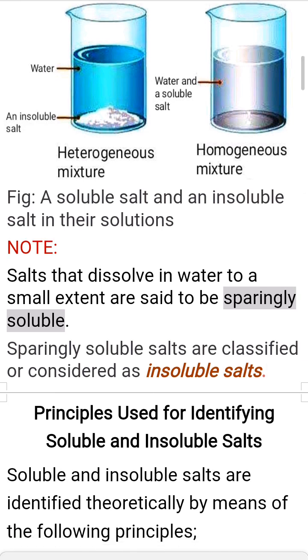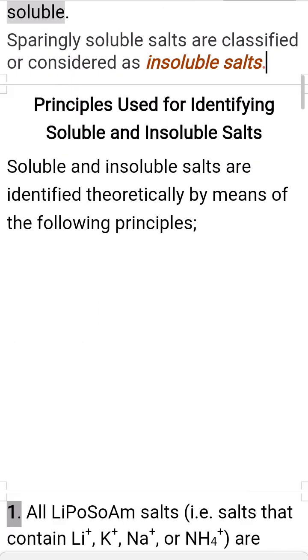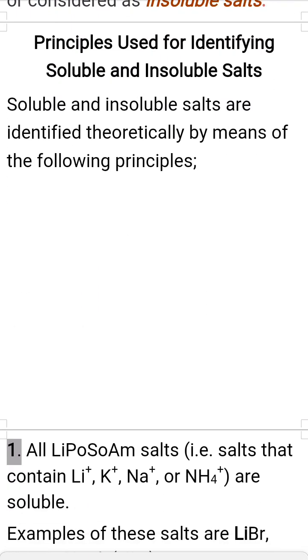We now make progress to the next section of the lesson, talking of principles used for identifying soluble and insoluble salts. How do we recognize a soluble salt? How do we recognize an insoluble salt? We have a set of principles with which we recognize a soluble salt and an insoluble salt theoretically. And we want to run through the set of principles so that we become acquainted with them.